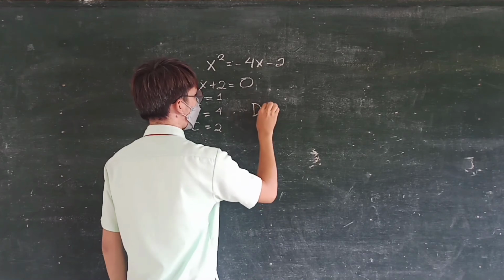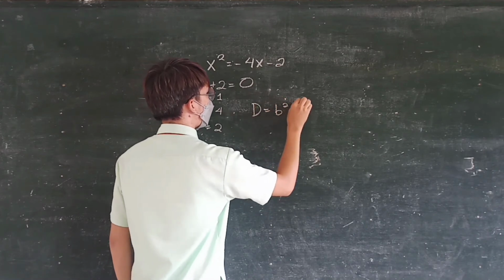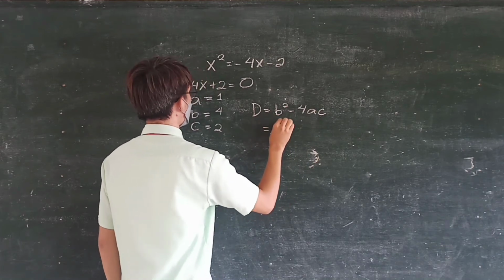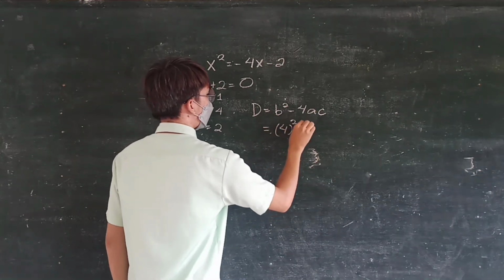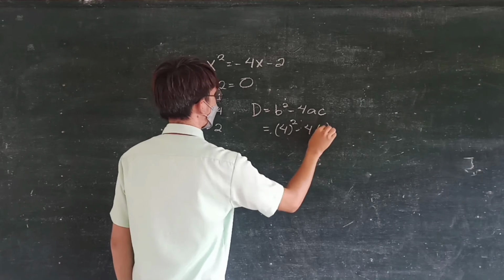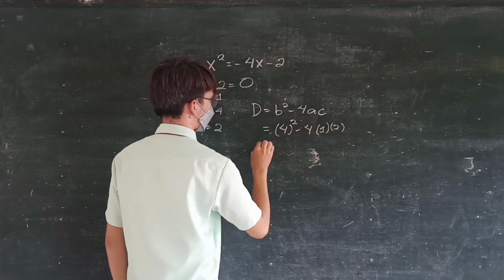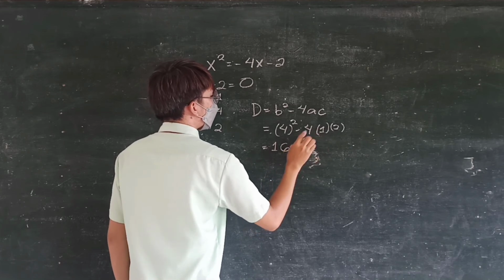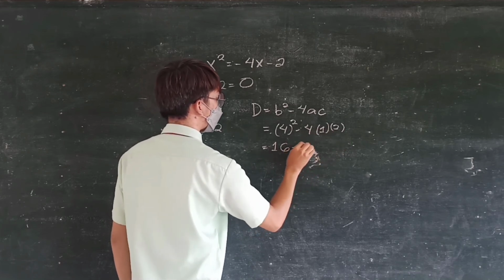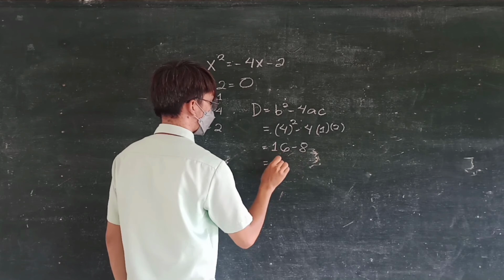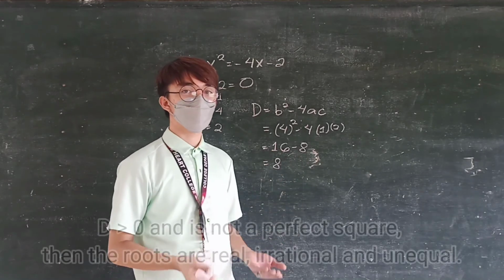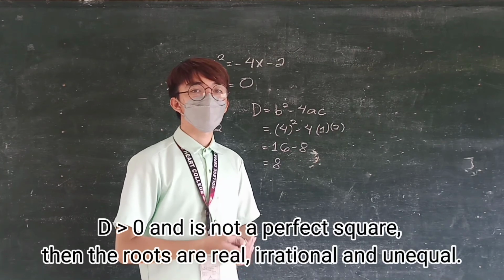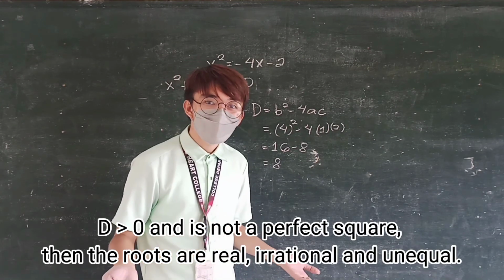And now let's solve for the discriminant using the same formula we had earlier. D equals b squared minus 4ac. Then substitute the values. We have 4 squared minus 4 times 1 times 2. 4 times 4 equals 16. 4 times 1 times 2, so we have minus 8. 16 minus 8 is 8. So D is greater than 0 and is not a perfect square. Then the roots are real, irrational, and unequal.